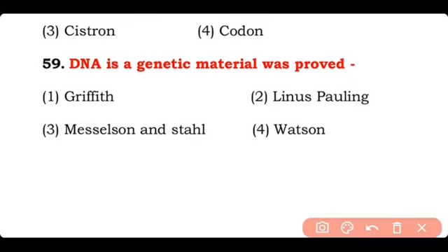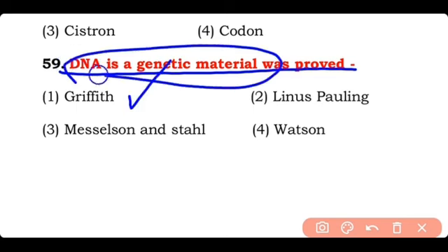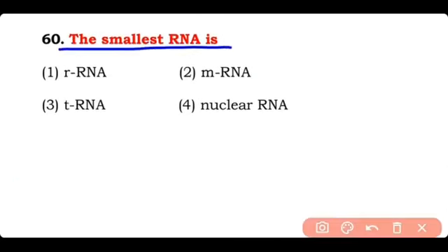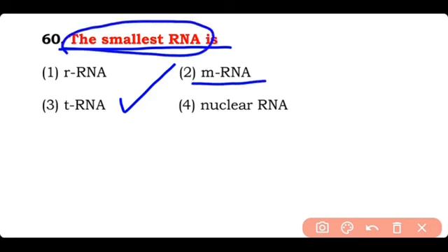Question number 59. DNA is a genetic material. It was proved by Griffith, Linus Pauling, Meselson and Stahl, Watson. So correct answer is option 1. DNA is a genetic material. It was proved by Griffith's experiment. Question number 60. The smallest RNA is ribosomal RNA, messenger RNA, transfer RNA, nuclear RNA. So correct answer is option 3. Transfer RNA is the smallest RNA while the messenger RNA is the largest.